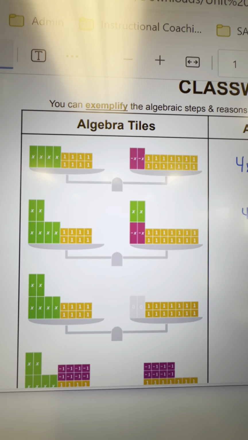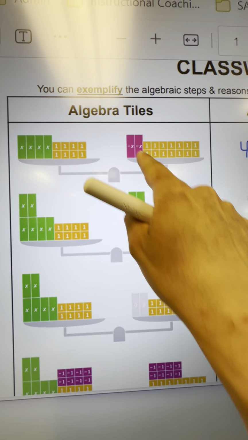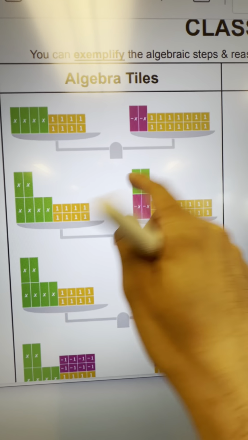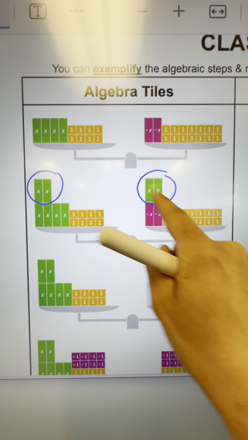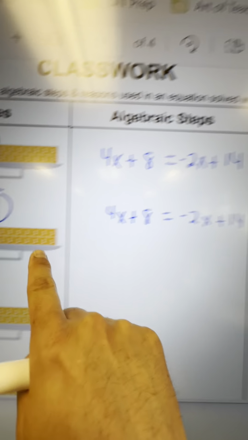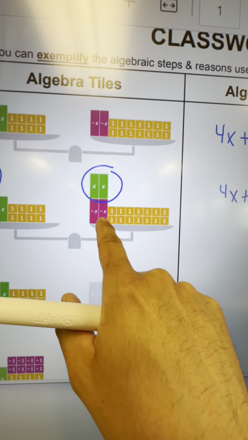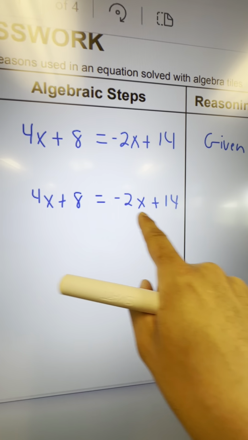Now, in the next step, what you want to do is look at what changes. And you'll see here that we ended up with the same exact information as before, except that now we have this is new and this is new. So clearly we can see they added 2 x's to both sides. So when you list out your algebraic steps, you're going to see we still have 4 x's and 8 ones, just like in the previous step. We still have negative 2x and 14 ones, just like in the previous step. So I wrote that down again.